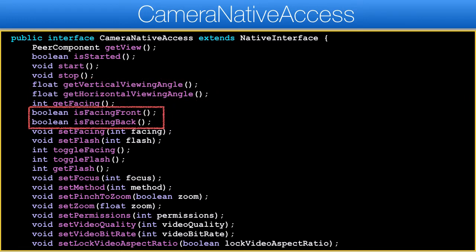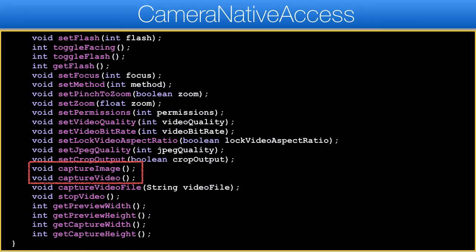In retrospect, some of these APIs like toggle facing, flash, is facing back, front, should have been implemented in the Java side. The API already used ints for constants, so this was pretty easy to translate into a native interface. These two rely on event listener code. I'll elaborate more on that soon. These were originally preview and capture size. They returned a size object which was just width and height in a class.